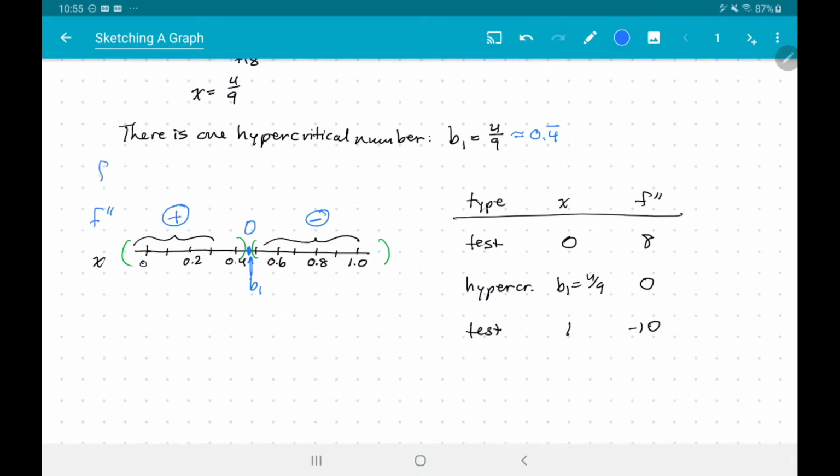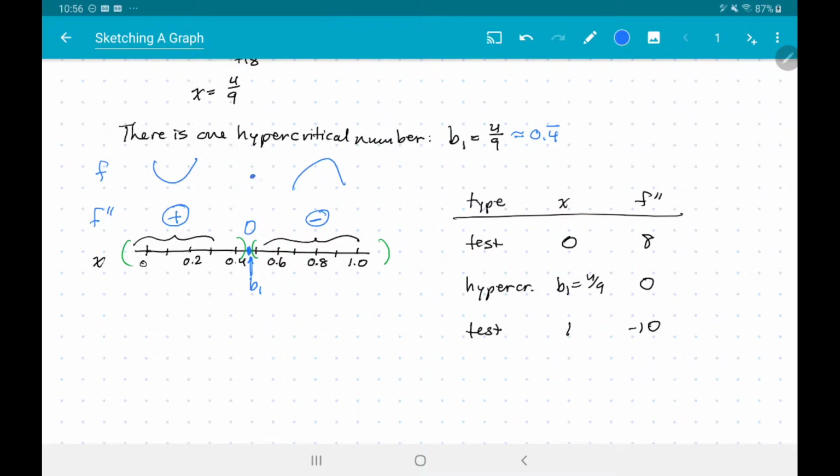To get information about f, remember that a function is concave up where f double prime is positive and concave down where f double prime is negative. You've got to watch this because this is not increasing/decreasing information, because we are looking at f double prime this time. In this first interval, f double prime is positive, so f is concave up. In the second interval, f double prime is negative, so f is concave down.